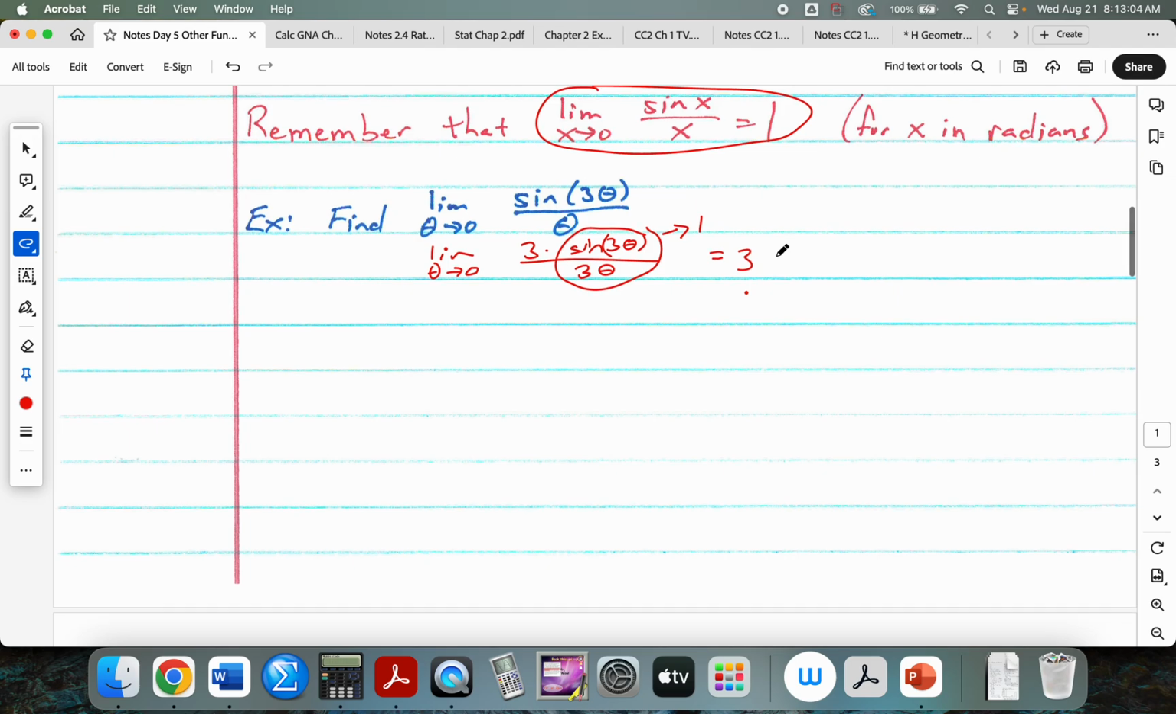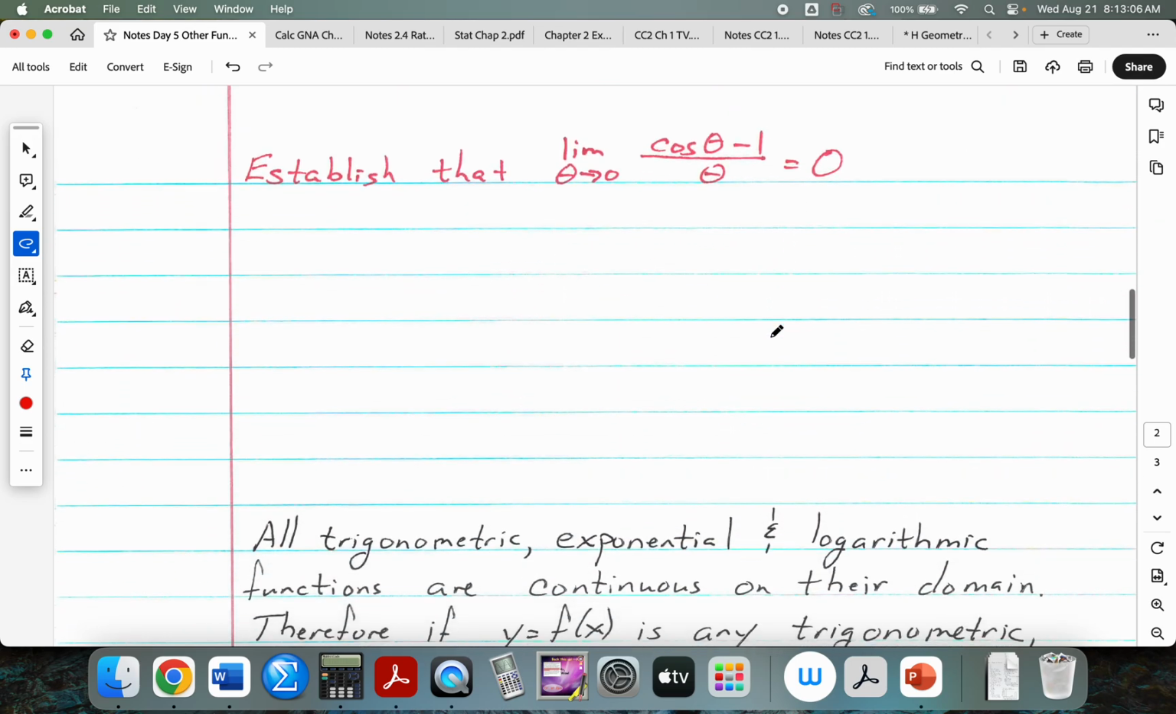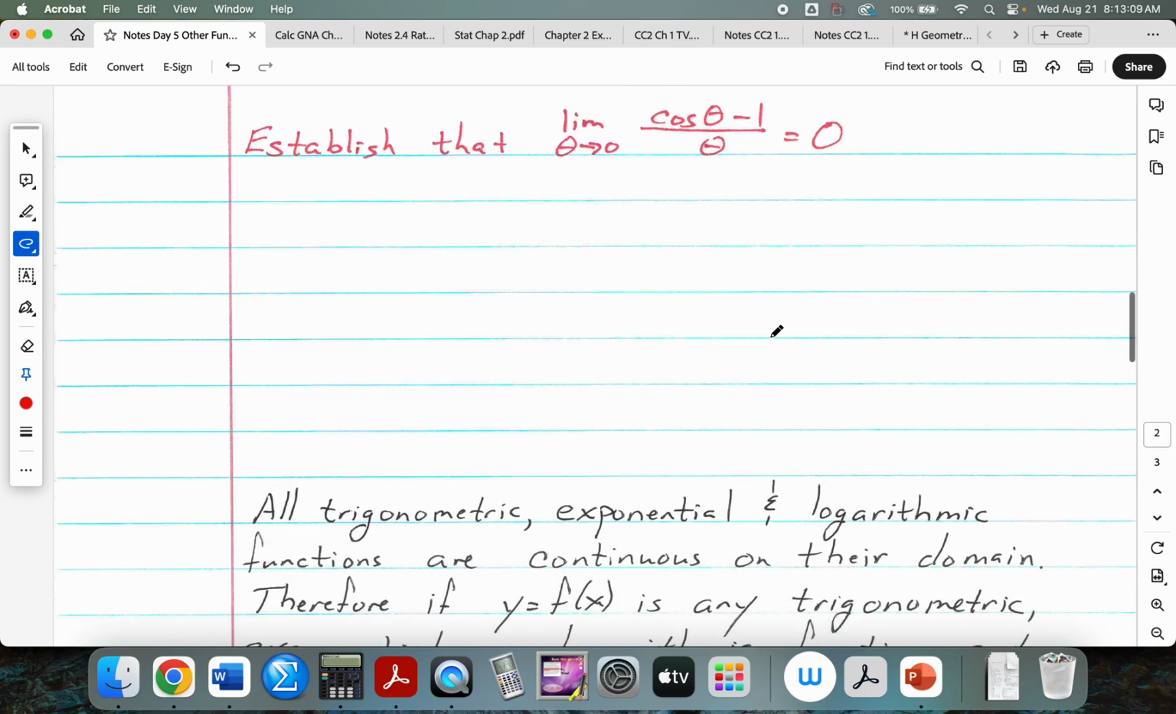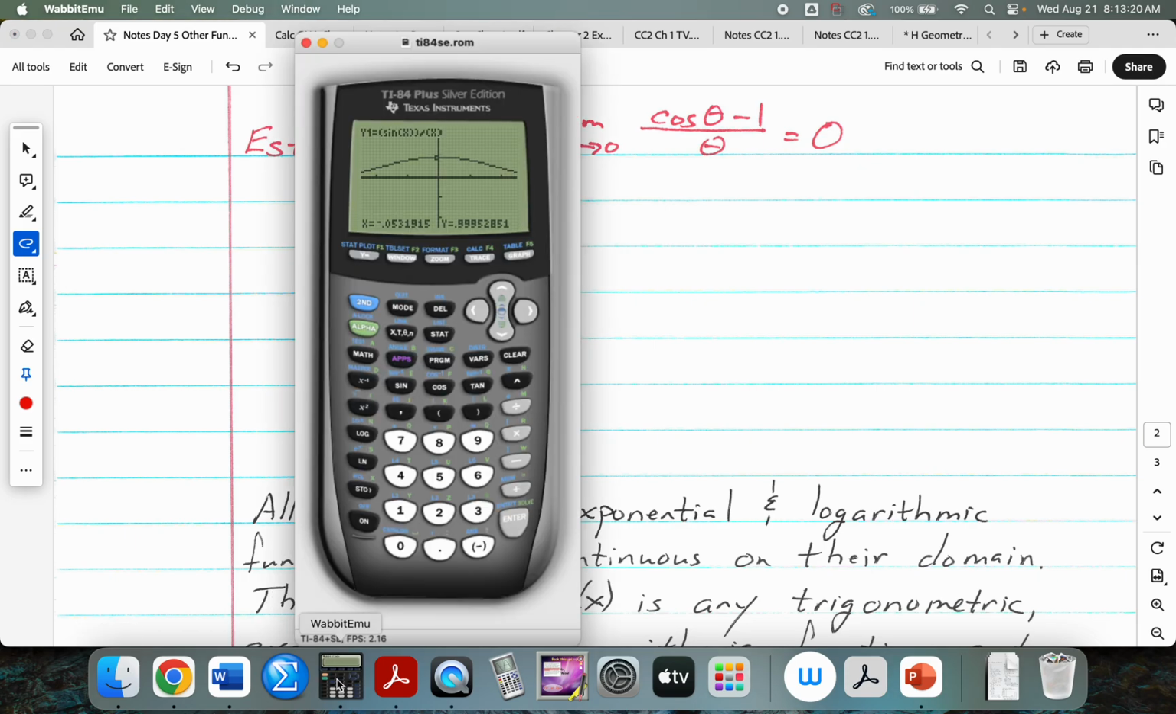Cool? All right. Let's establish that the limit as theta goes to 0 of cosine of theta minus 1 over theta is equal to 0. We're going to just do that graphically. So I'm going to go back to here. Delete that. I want cosine of theta minus 1 over theta. All right.